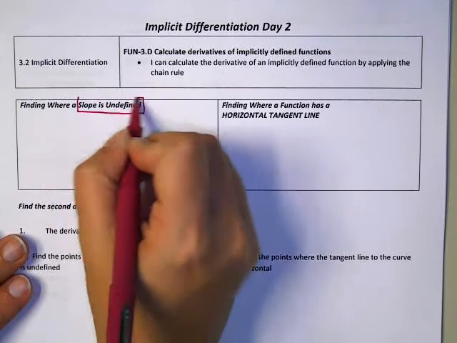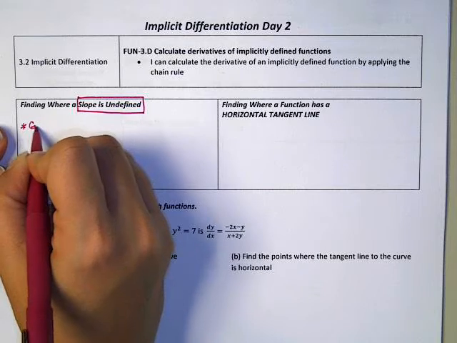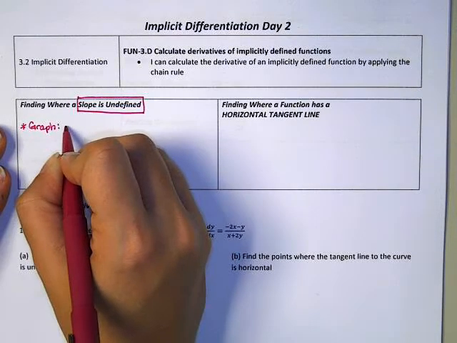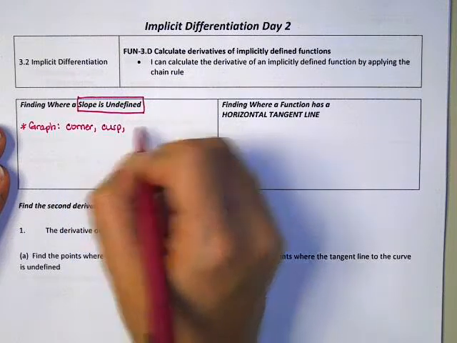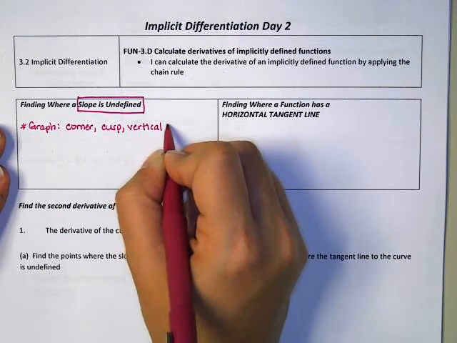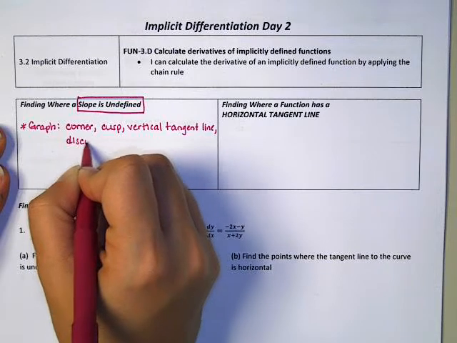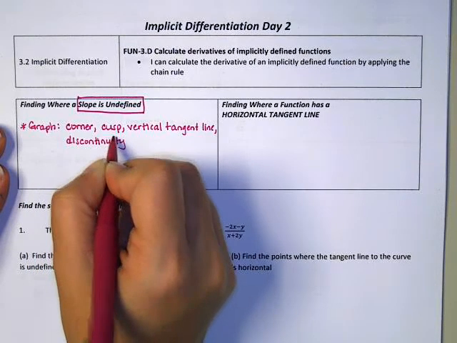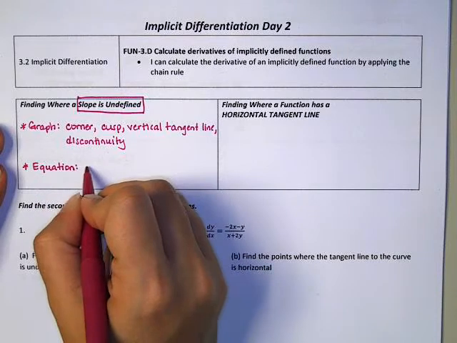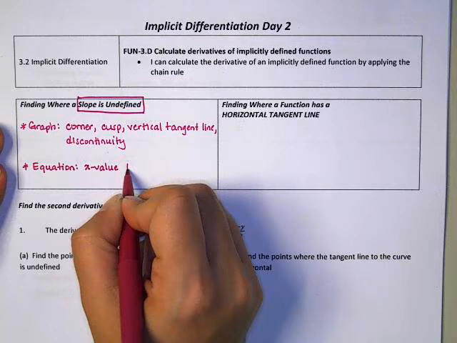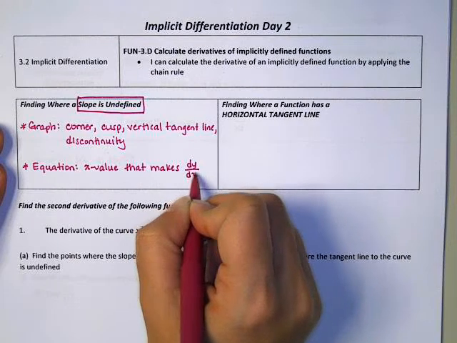In order to think about where a slope is undefined, we need to remember some interesting things about slopes. So if you're looking at a graph, a slope will be undefined when there is a corner, a cusp, a vertical tangent line, or a discontinuity. When you're looking at an equation, a slope will be undefined at an x value that makes the derivative undefined.